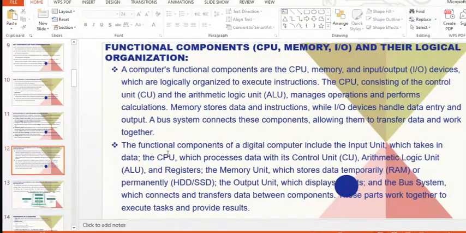So the functional components of a digital computer system include the input unit, which takes in the data and the instructions, and the CPU, which processes the data, with the control unit, CU, and also the arithmetic logic unit, and also the registers, where you are able to temporarily store your files. The main memory, or the memory unit, stores the data temporarily, what you call the RAM. So talking about the RAM here, you are able to store your data temporarily.